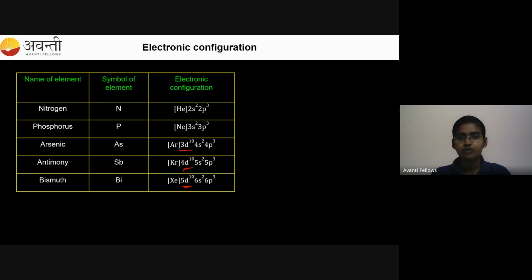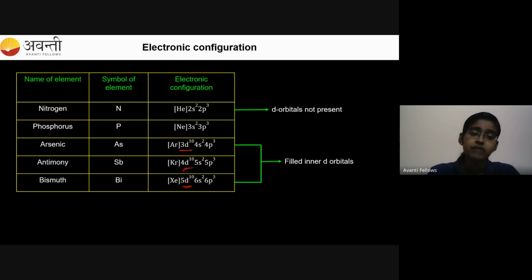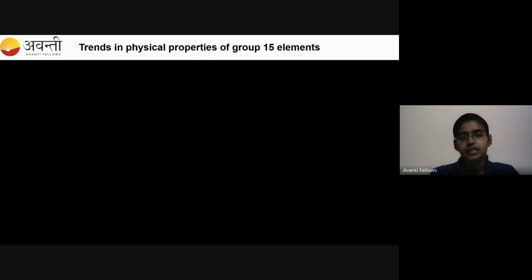Okay. So for the first two elements, nitrogen and phosphorus, d orbitals are not present. But for arsenic, antimony, and bismuth, we have filled d orbitals. You should take a note of it. Very important. So this is about the electronic configuration. Then coming to the trends in physical properties, the first physical property is atomic and ionic radius, and we will see its trend in the group.